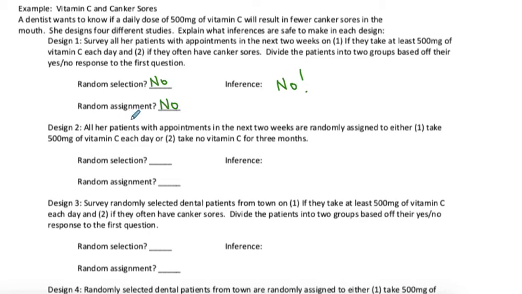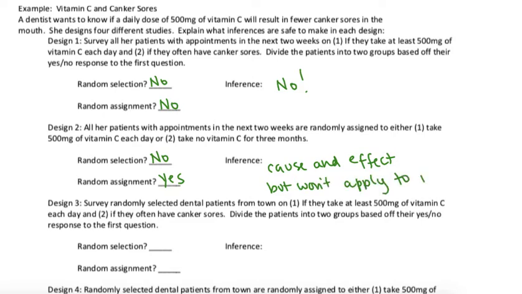And the second design says all her patients with appointments in the next 2 weeks are randomly assigned to either 1, take 500 milligrams of vitamin C each day, or 2, take no vitamin C for 3 months. Random selection, still no, because she's still taking those appointments within the next 2 weeks. And then random assignment, yes. So she has randomly assigned that. So we can say it's now cause and effect if the results are significant, but not to the population. So it won't apply to everyone. This would only apply to those people, saying there was a cause and effect relationship for those patients that she had in the next 2 weeks, I guess.